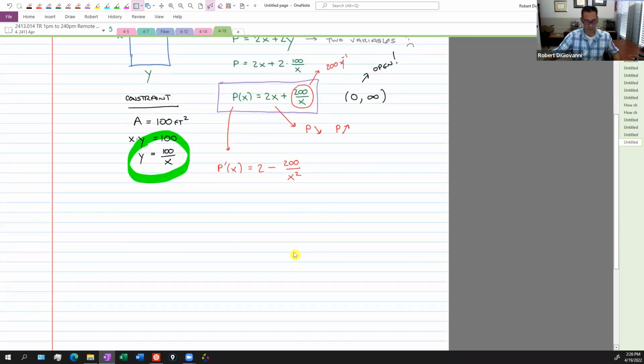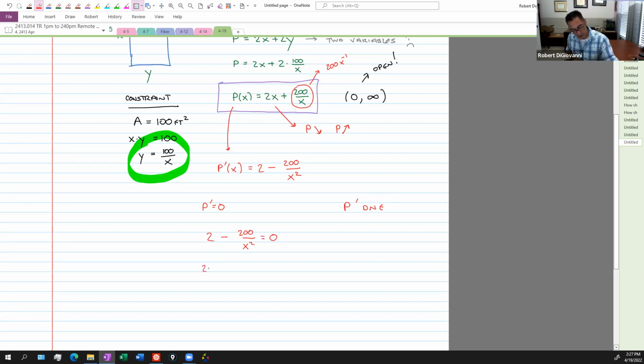That's my derivative. I need to figure out where that derivative is 0. I need to figure out where that derivative doesn't exist. All right, where's the derivative 0? Oh, crap. I gotta do algebra then. Right, I've got to figure out when that's 0.